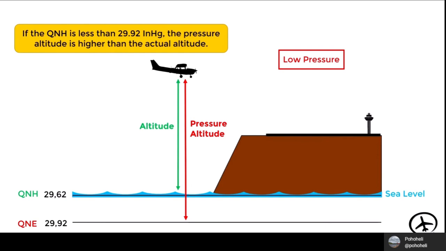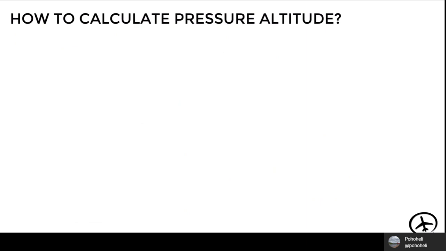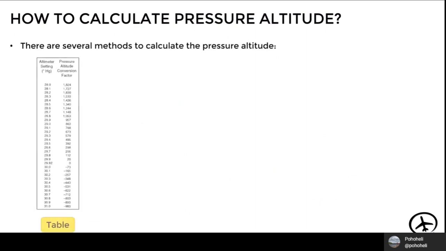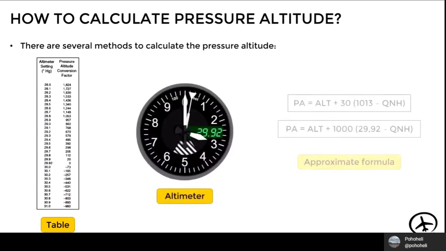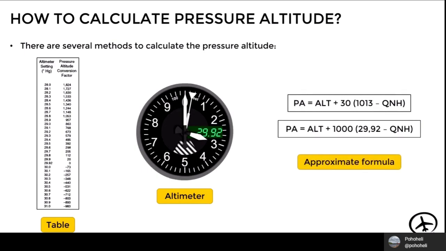Having understood the concept of pressure altitude, let's see how it is calculated. There are several methods to do it. We can use either a table with correction values depending on the QNH, or directly use the altimeter of the aircraft, or use an approximate formula to determine the pressure altitude. Here are some examples of how to use each of these methods to determine pressure altitude.